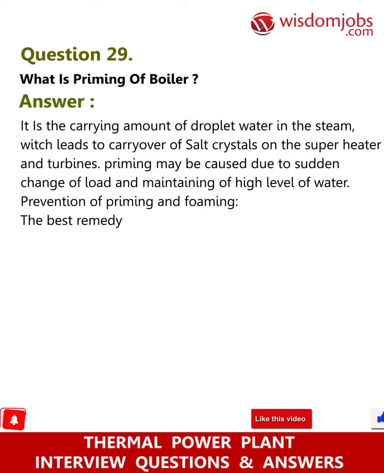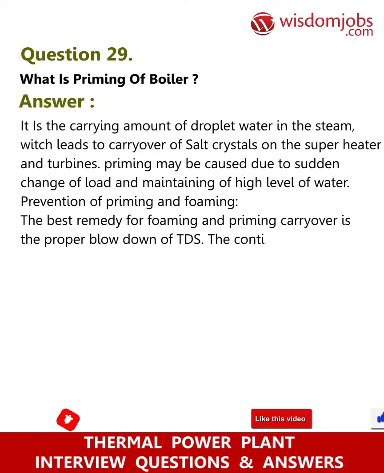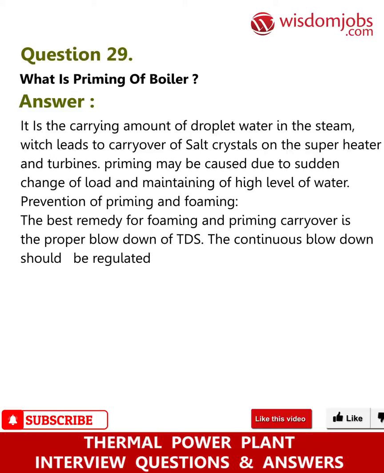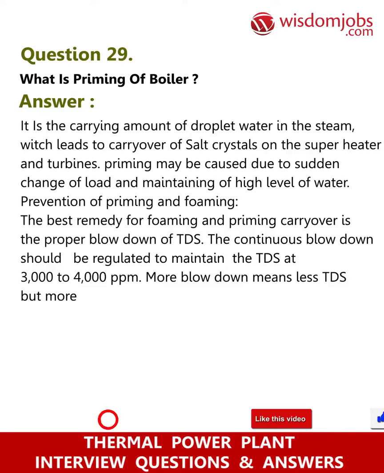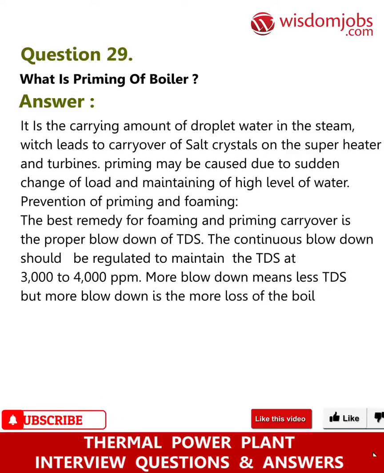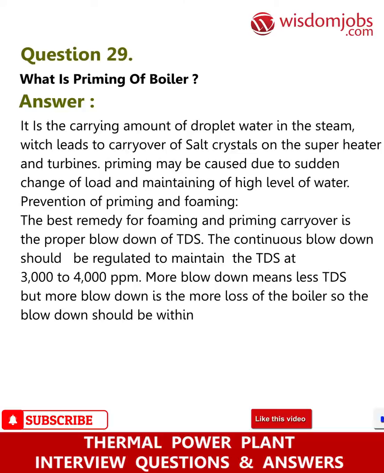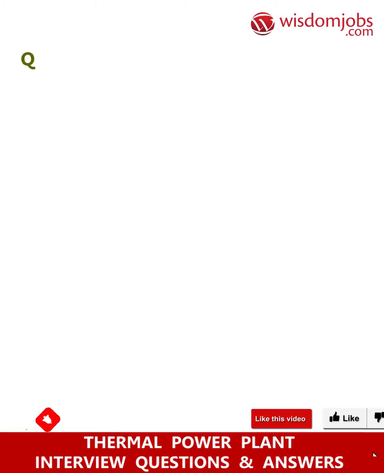The best remedy for foaming and priming carryover is proper blowdown of TDS. The continuous blowdown should be regulated to maintain the TDS at 3000 to 4000 parts per million. More blowdown means less TDS, but more blowdown is more loss for the boiler, so the blowdown should be within a controlled level.